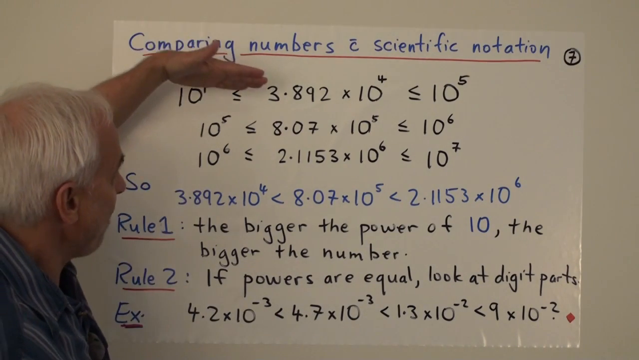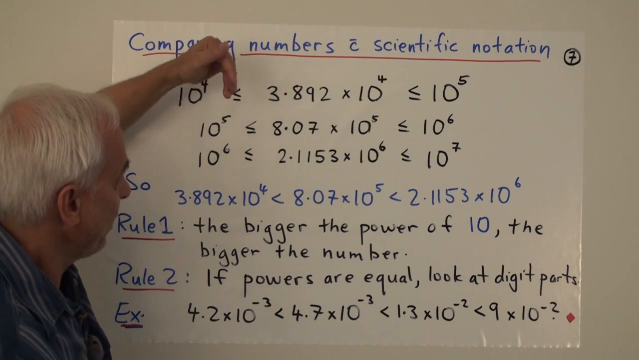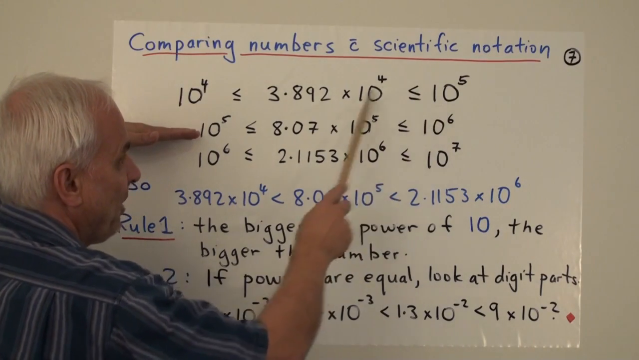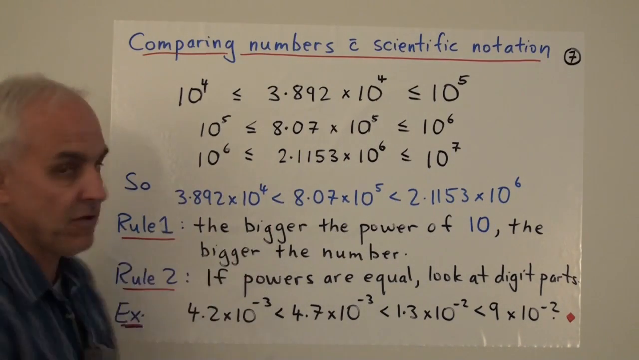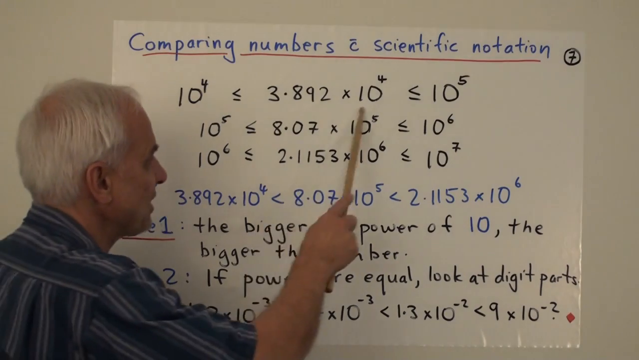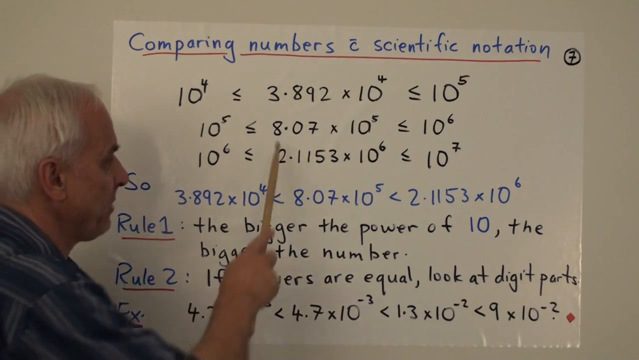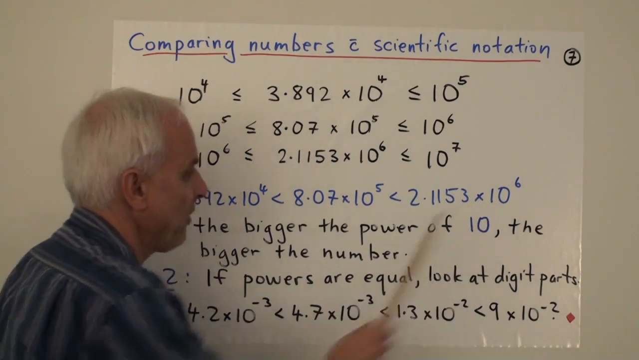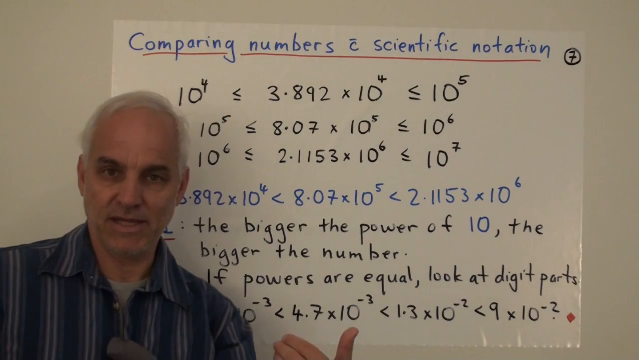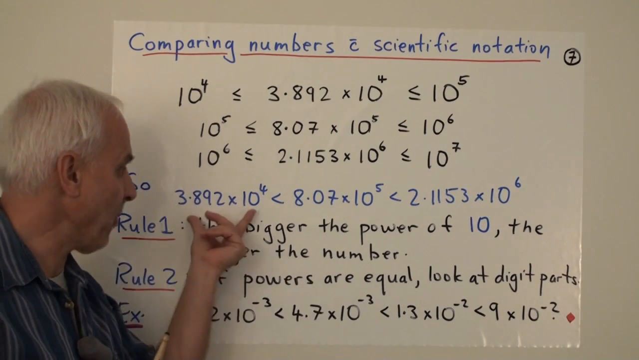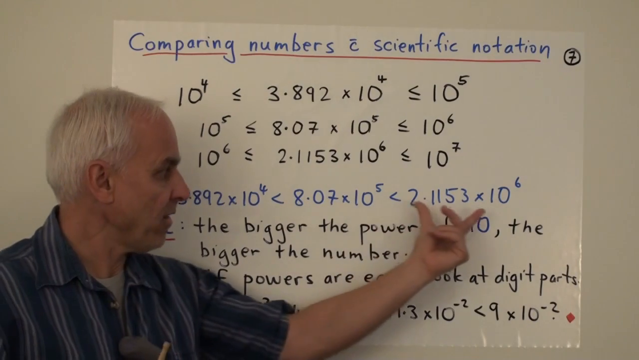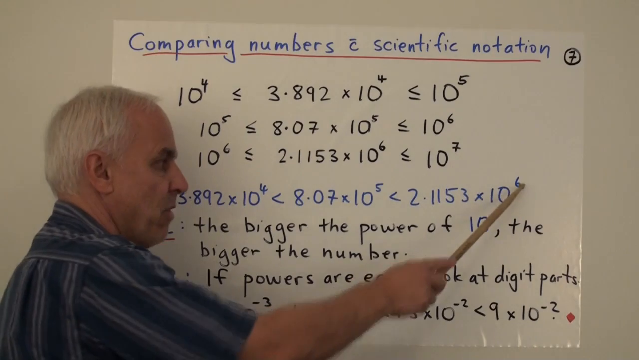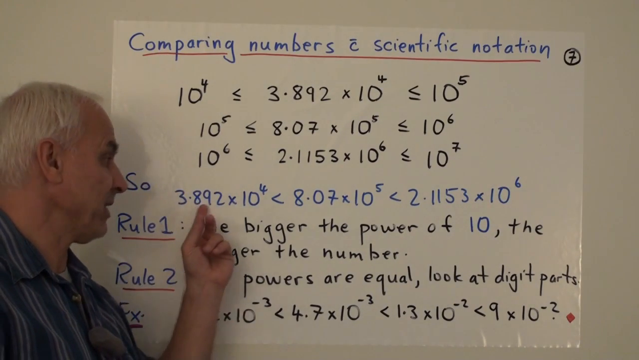In particular, it's obvious that this first number has to be less than this number, because this 10 to the 5th is bigger than this, and this one is bigger than 10 to the 5th. So this has to be less than this one. And similarly, this has to be less than this one. So we can conclude immediately the inequality between these three numbers. This is the smallest, this is the second smallest, this is the biggest, and we can figure that out just by looking at these exponents. We don't need to worry about what these digit parts are.